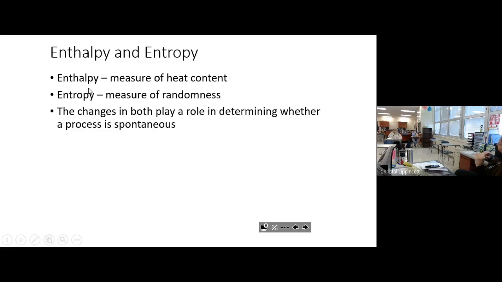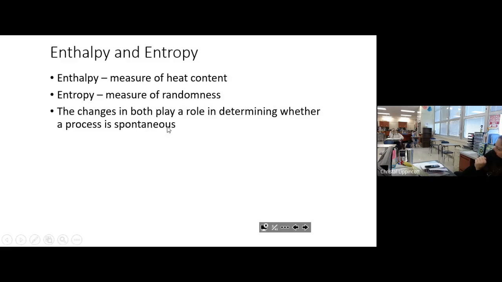So Gibbs free energy is a calculation that we're going to do that involves 3 components. One of them is enthalpy, which we talked about in Unit 6. One is entropy, which is what we're talking about here, a measure of randomness, or this measurement of these microstates. And then temperature is the other component. Okay, so there are 3 things involved in that calculation. The changes in all of these will play a role in determining the spontaneity.